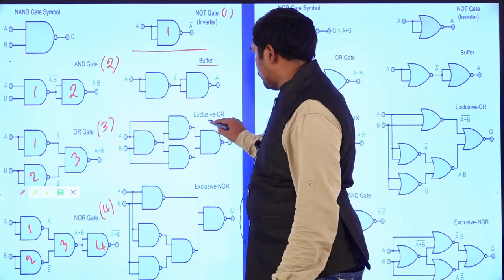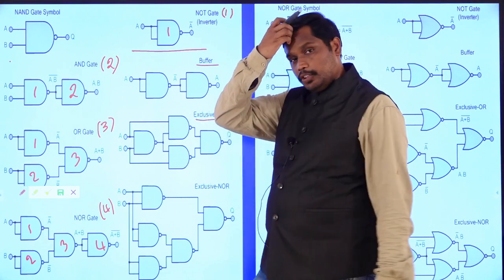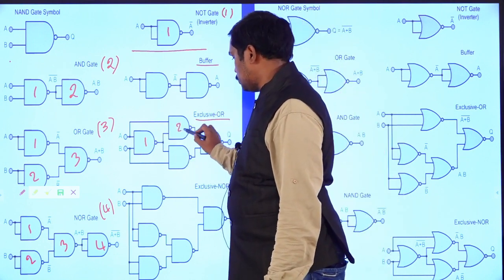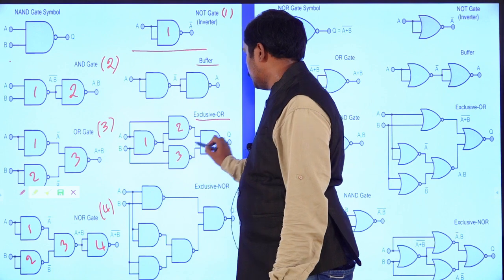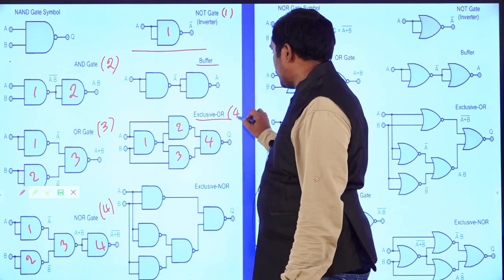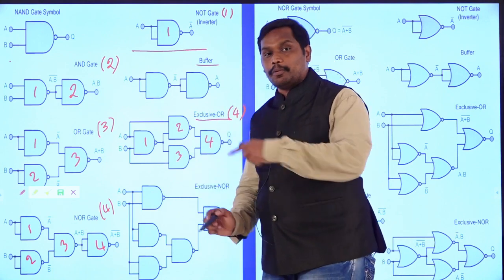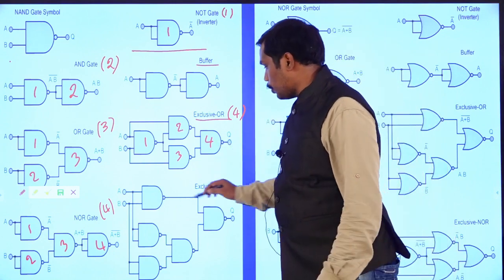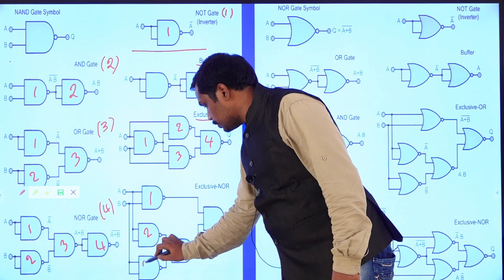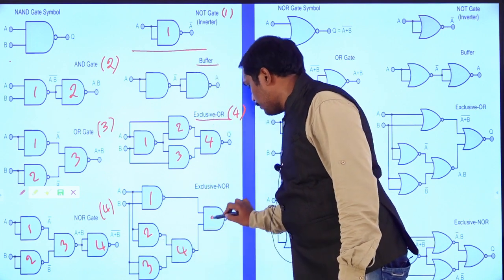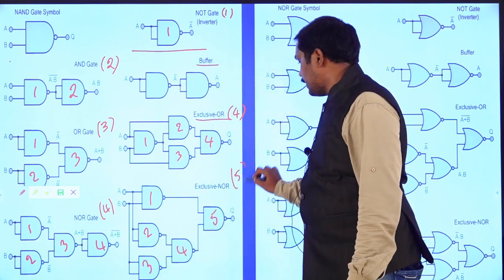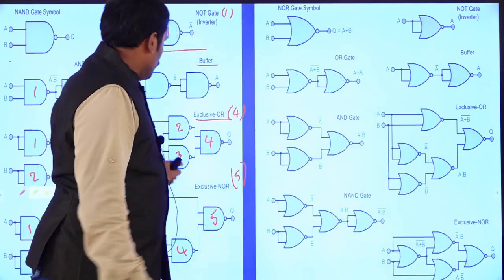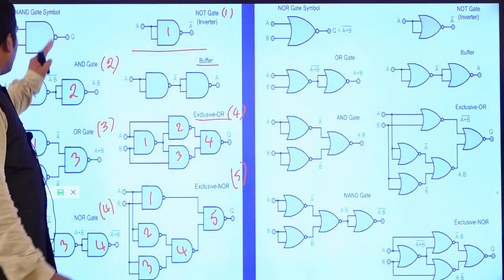And now finally the exclusive OR. Exclusive OR, you are having 1, 2, 3 and 4. So exclusive OR also can be represented with 4 NAND gates, right. In the same way exclusive NOR can be represented with 1, 2, 3, 4 and 5. So total 5 NAND gates are used to express the XNOR, right. So this is the part of NAND.